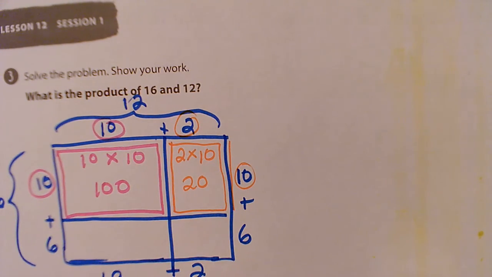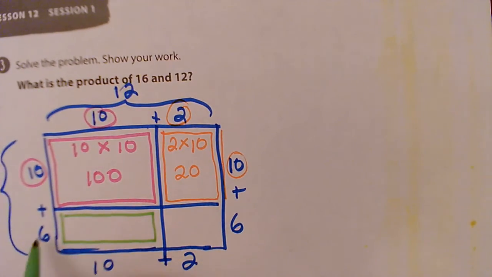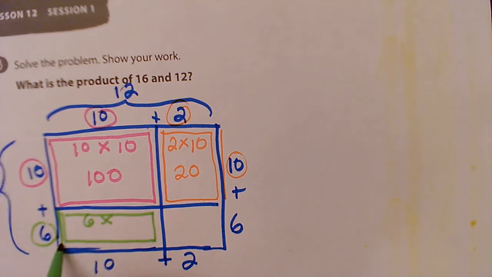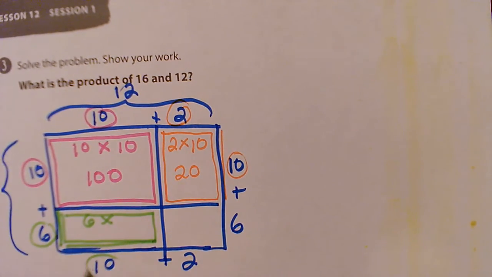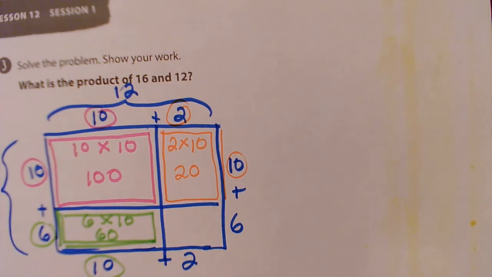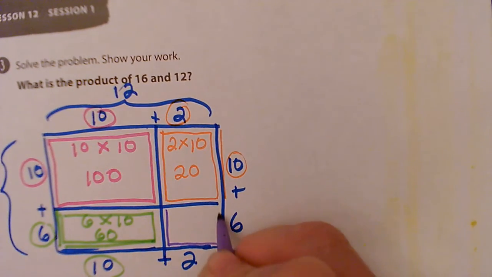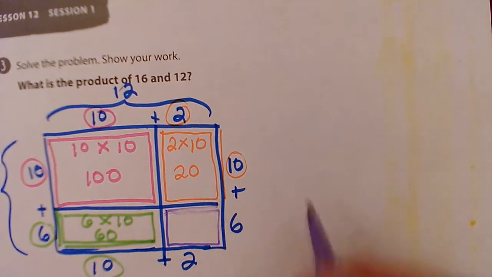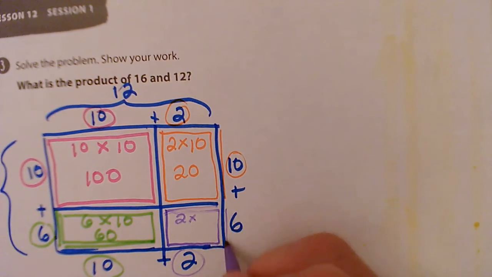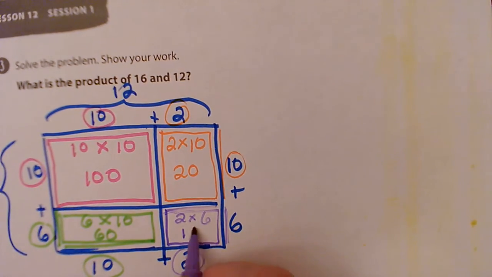So now let's do this rectangle. So this rectangle is going to be 6 because it's 6 going this way, and going this way it's 10. So 6 times 10, which is 60, another easy fast fact. And then we have this one. So this one is 2 going this way, and it's 6 going this way. So it's 2 by 6, which is 12.